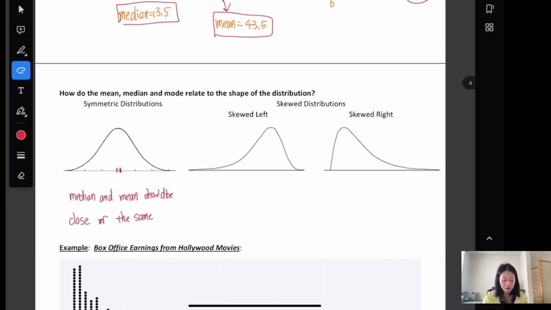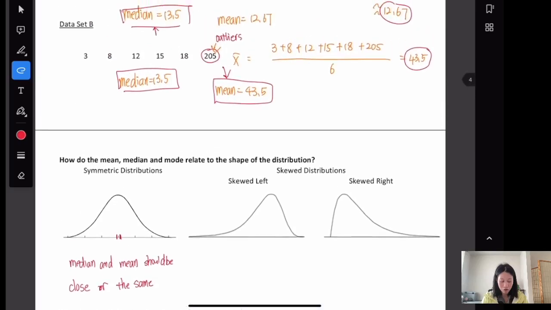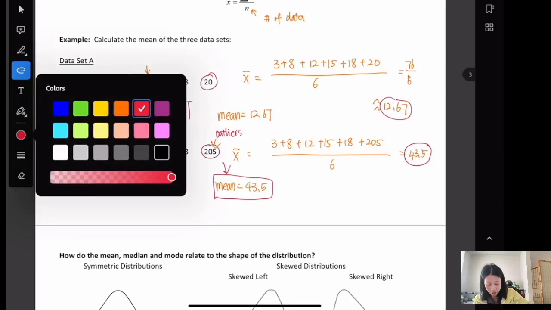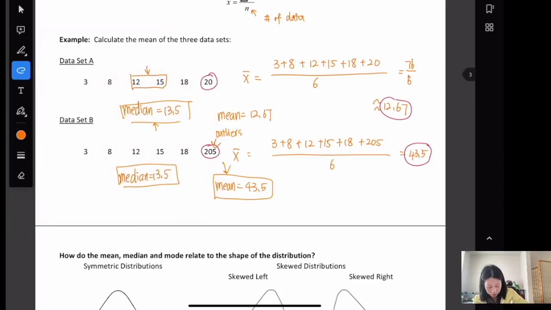Now look at the skew data. Look at our previous example in dataset B. If we draw a graph, what does the graph look like? Most of the data, if I draw, say this is 0, 100, 200, is going to be on 3, 8, 5, 6, 12, 15, 18, mainly accumulated on the left side of the number 9, right?